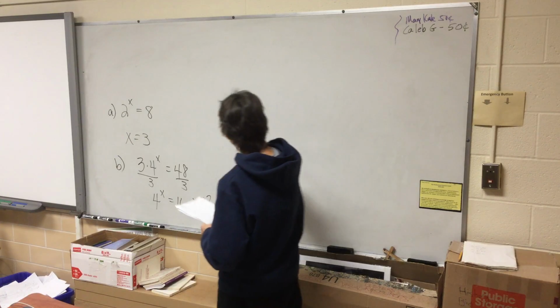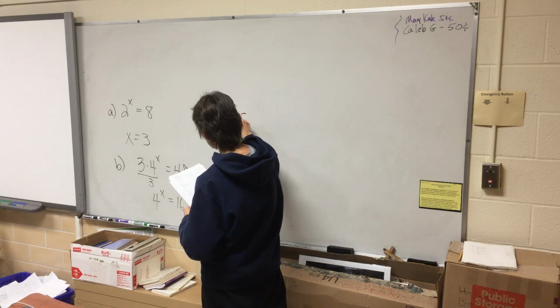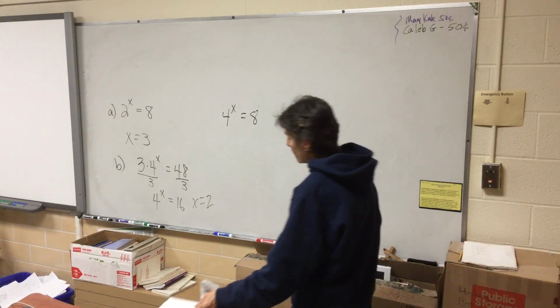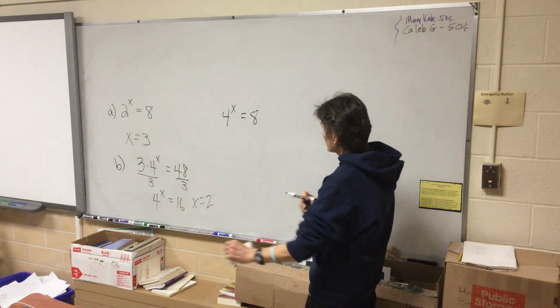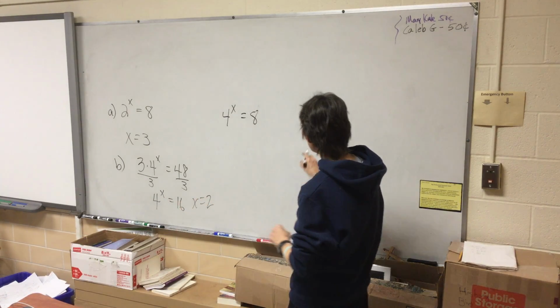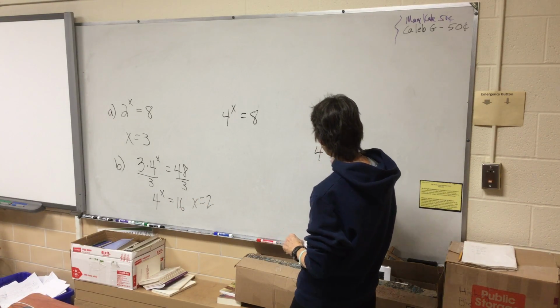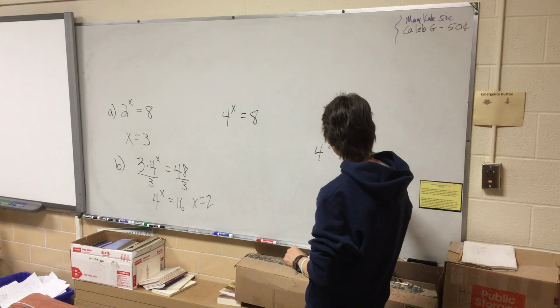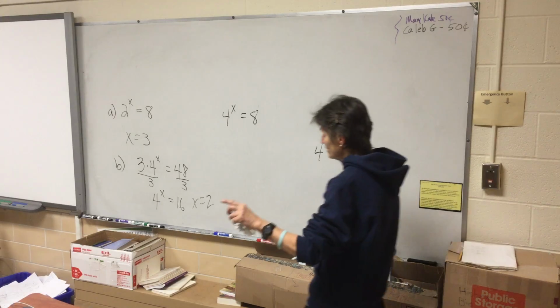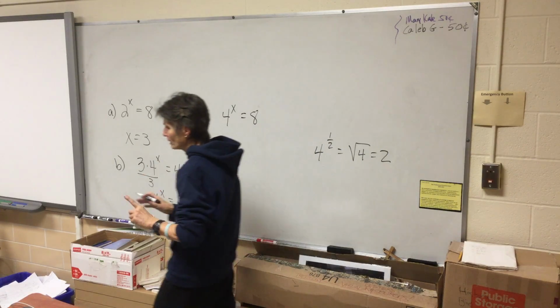Now, see, this is where the rubber meets the road. This is hard. Is it 1/2? No, because 4 to the 1/2 would mean the square root of 4, and that is 2. Yeah. But you know what? That was a beautiful guess.